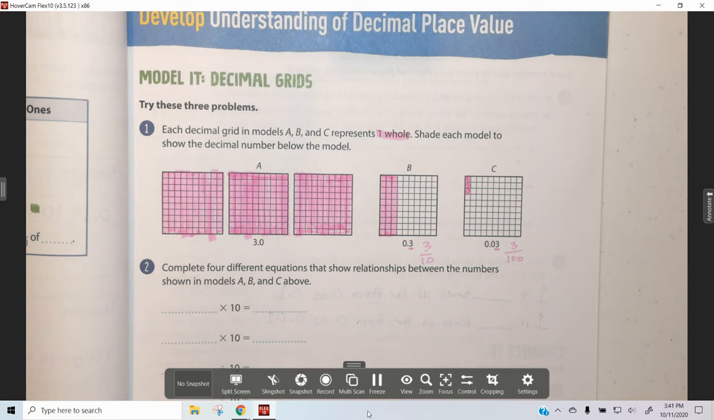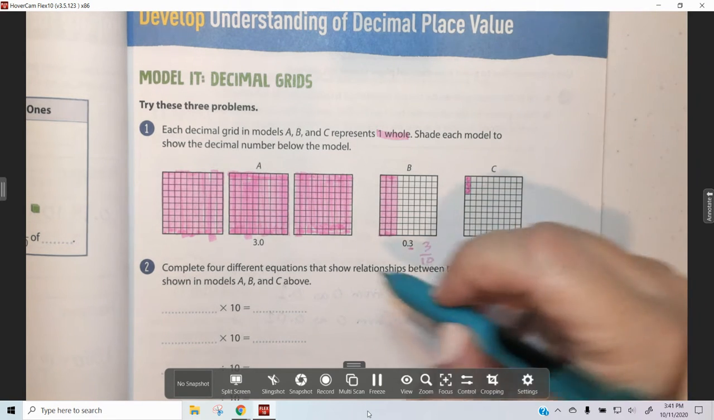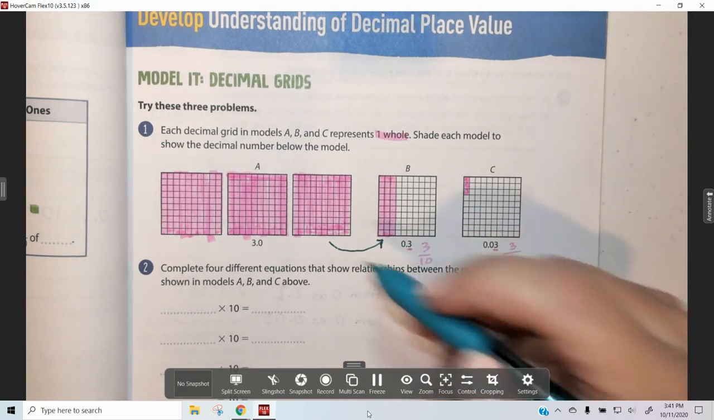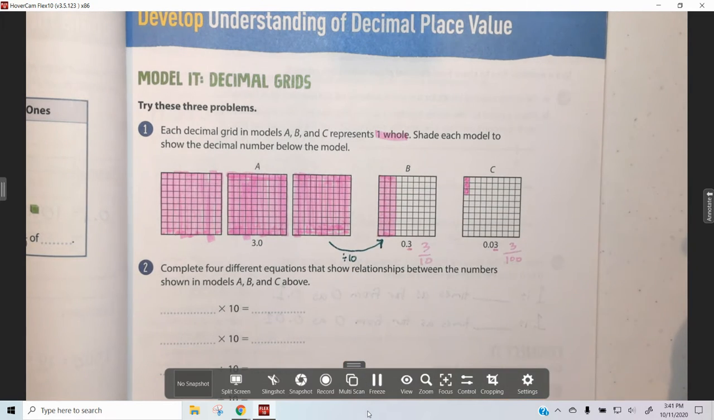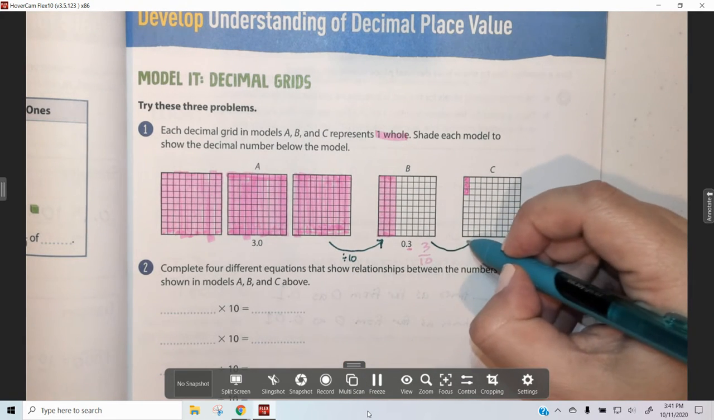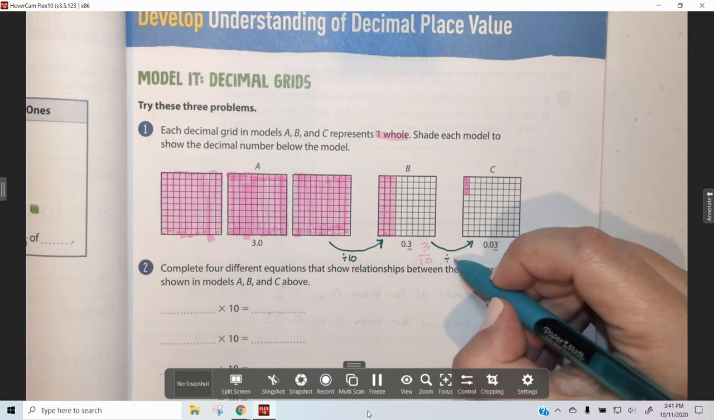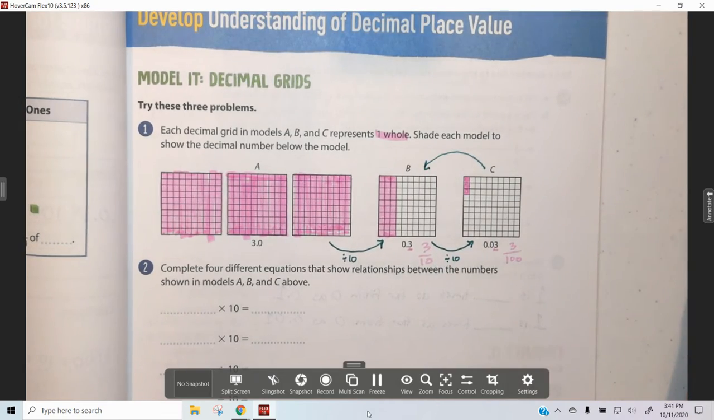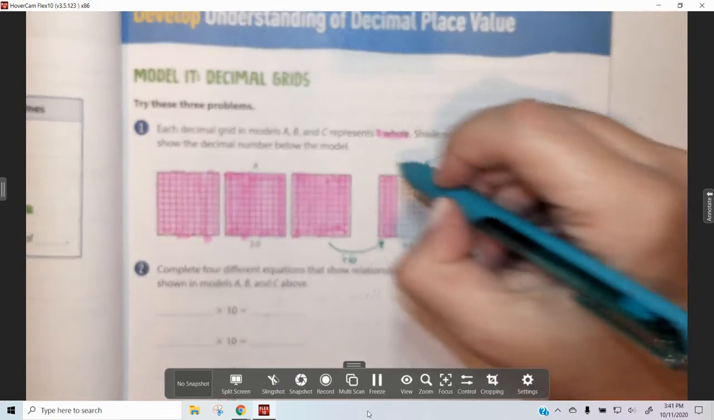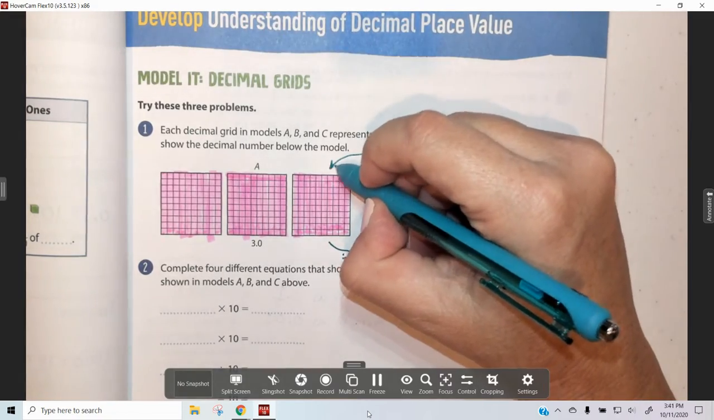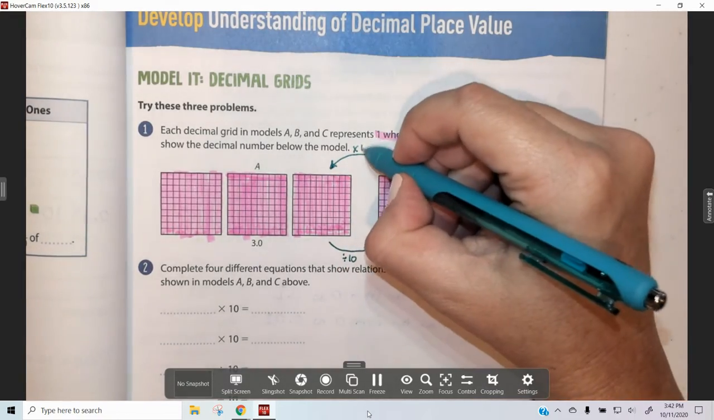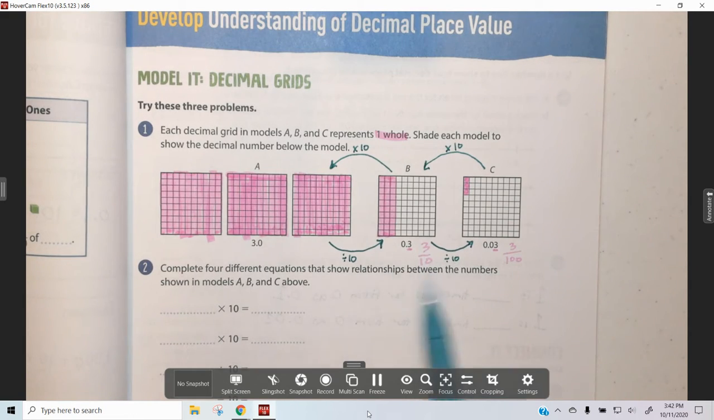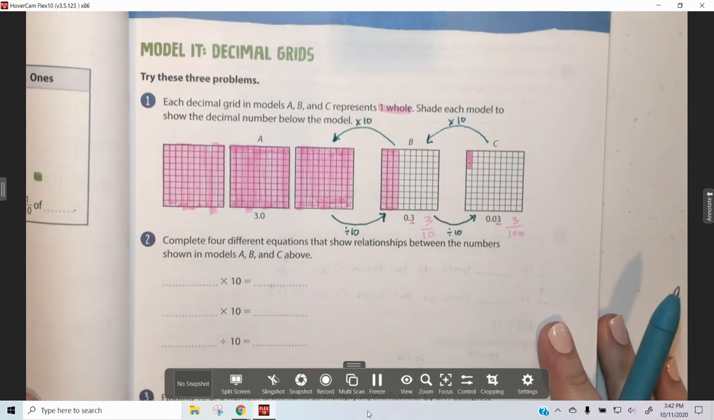Now it's important to notice, remember that we talked about before, when we go from 3 over to 3/10, we're dividing by 10. When we go from 3/10 to 3/100, we're again dividing by 10. When we go from 3/100 over to 3/10, we're multiplying by 10. And when we go from 3/10 to 3 wholes, we're multiplying by 10. That's important to remember, because it's going to help us when we get to our next problem.